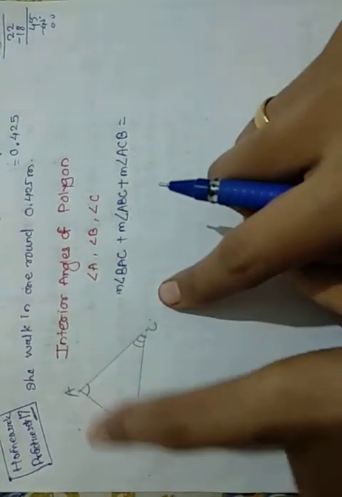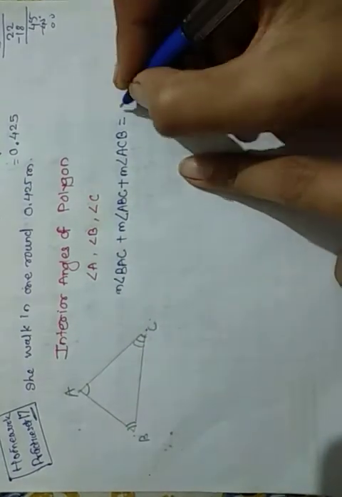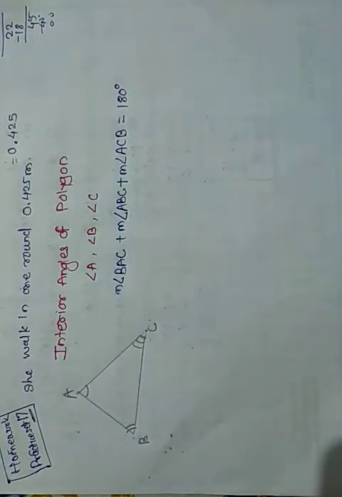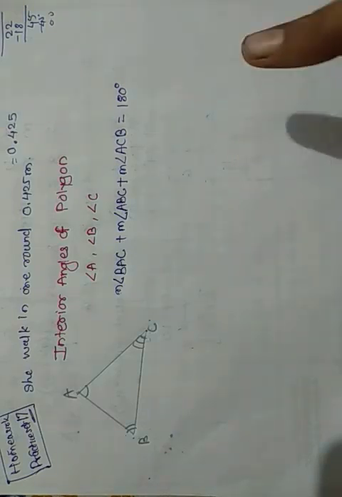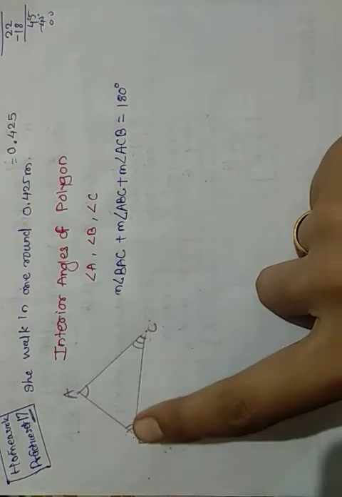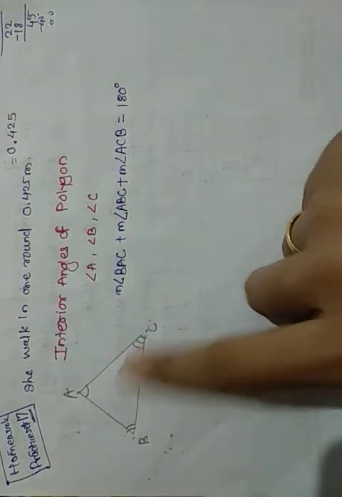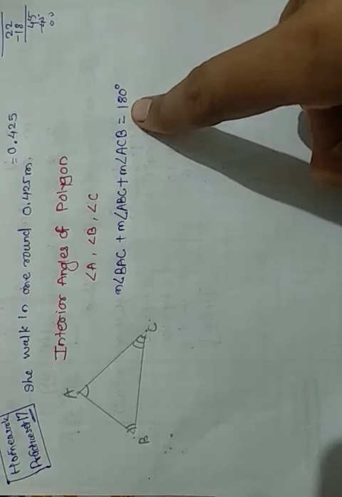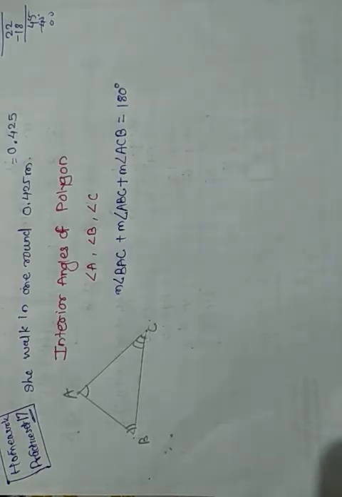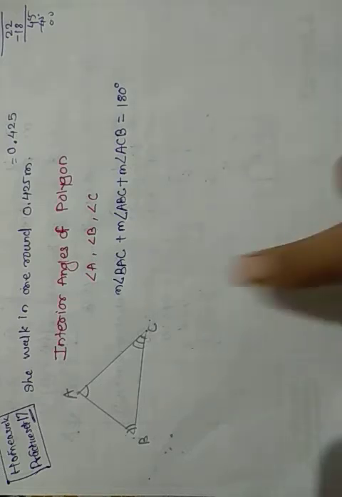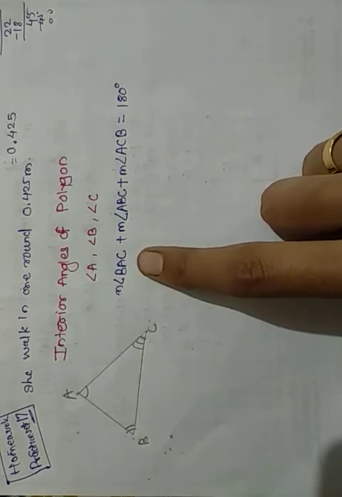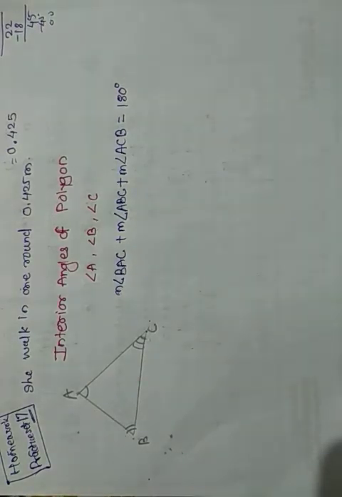Here the sum of the interior angles of a triangle is 180 degrees. This is the property of a triangle. The sum of the measures of the interior angles of a triangle, that is, the sum of these three angles, is 180 degrees. This is about the triangle. Now let's see about the quadrilateral, then pentagon, hexagon, heptagon and octagon.